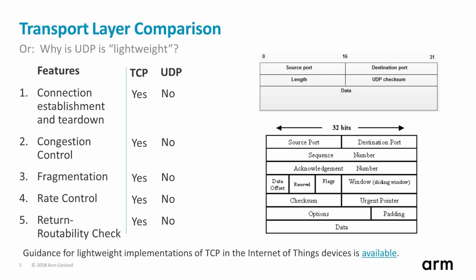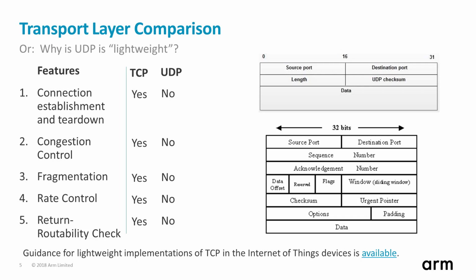UDP lacks pretty much all features of a transport protocol except for port numbers and has become popular with IoT applications because of its lightweight nature. TCP offers a lot of functionality, as explained in the TCP for IoT guidance specification, and this comes at a cost, both in terms of code size and bytes on the wire. The two figures illustrate the differences in the header format between UDP and TCP. In addition to the larger header format, there's also overhead for the connection establishment and teardown.